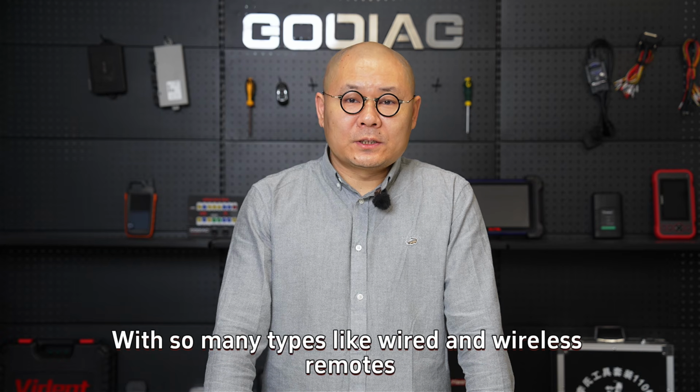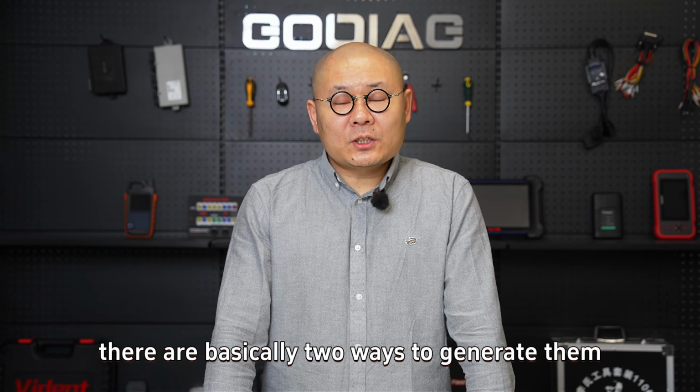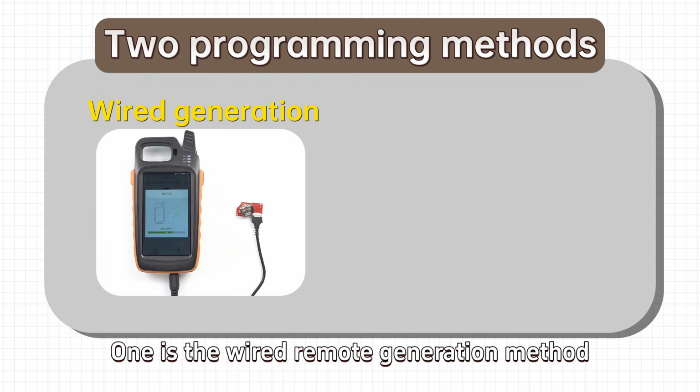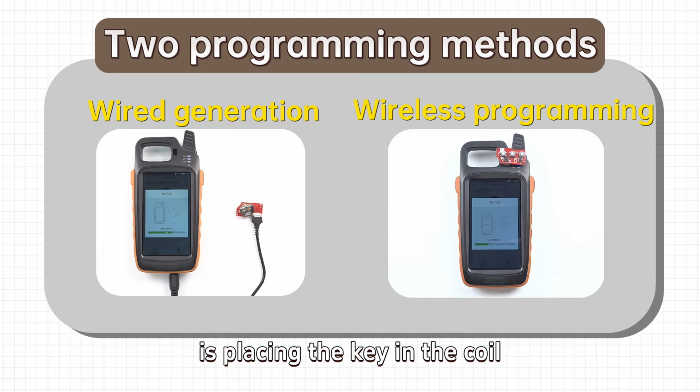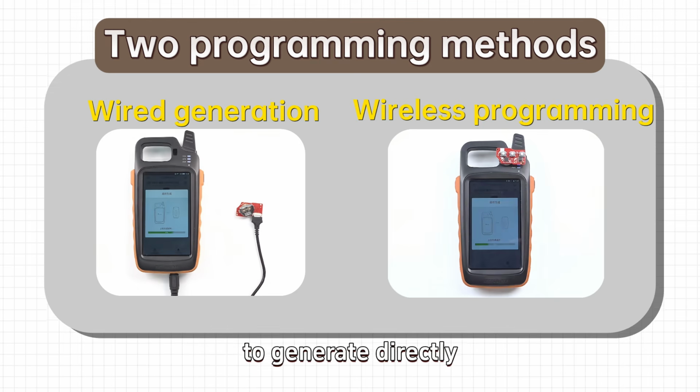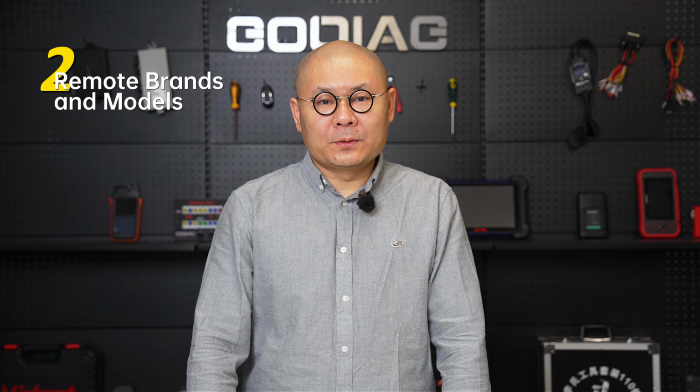With so many types like wired and wireless remotes, there are basically two ways to generate them. One is the wired remote generation method. It requires connecting a cable. The second generation method is placing the key in the coil to generate directly.